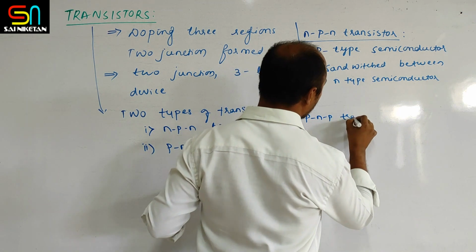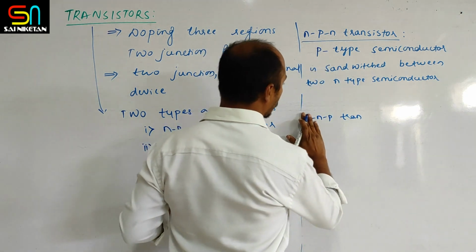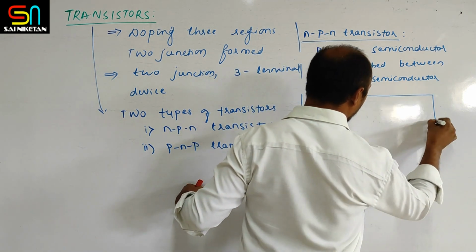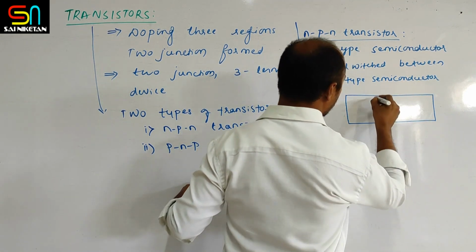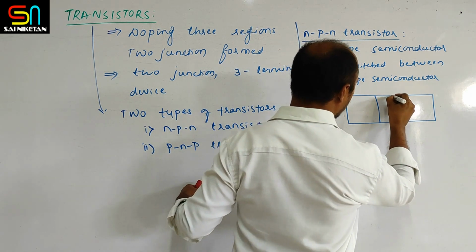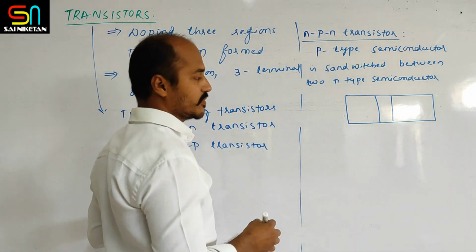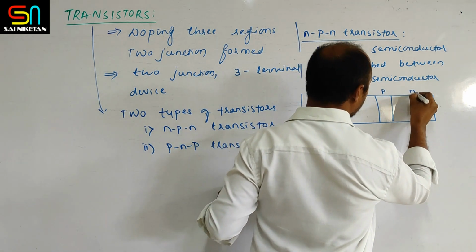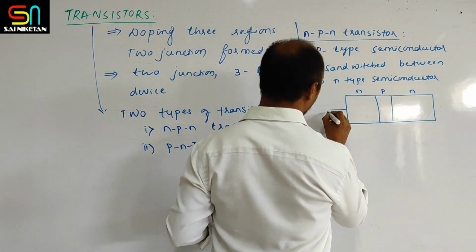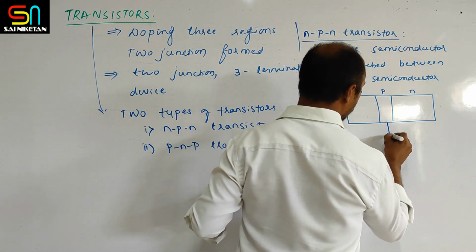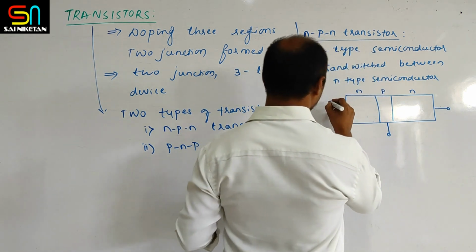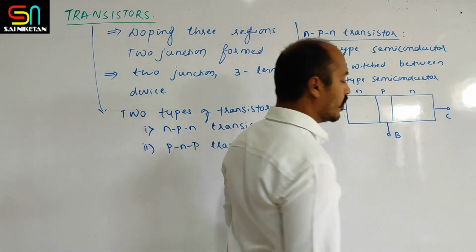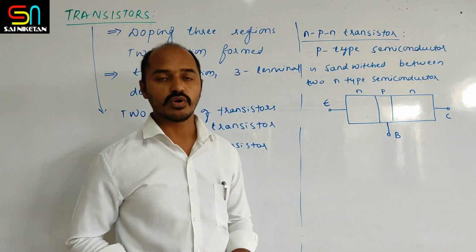I will draw the block diagram for this first. If I take a block diagram, you can see here is an N-type semiconductor, a P-type semiconductor and an N-type semiconductor. One connection is here, one connection is here and another connection is here. This is called the emitter, this is called the base and this is called the collector. What do you mean by emitter, what do you mean by base and what do you mean by collector?